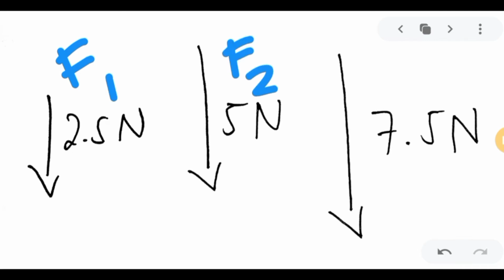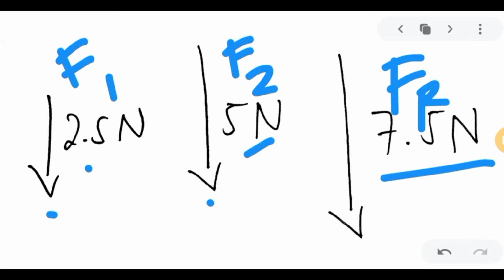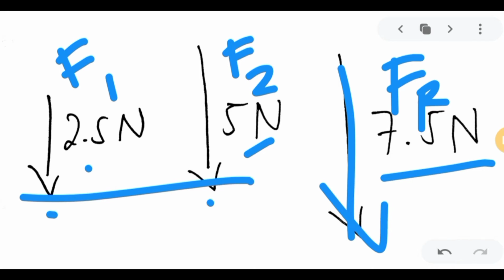Since they are in the same direction, going to the south, you just have to add them. Therefore, that is F1 plus F2 to get the resulting force, or Fr. 2.5 newton plus 5 newton is 7.5 newton, and the direction is going to the south since both of them are going to the south.